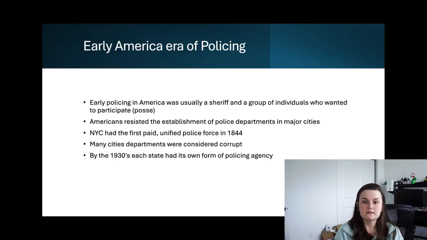Americans did resist the establishment of police departments in major cities. New York City was the first paid unified police force in 1844. And then many city police departments were considered corrupt, actually. By the 1930s, each state had its own form of policing agency.